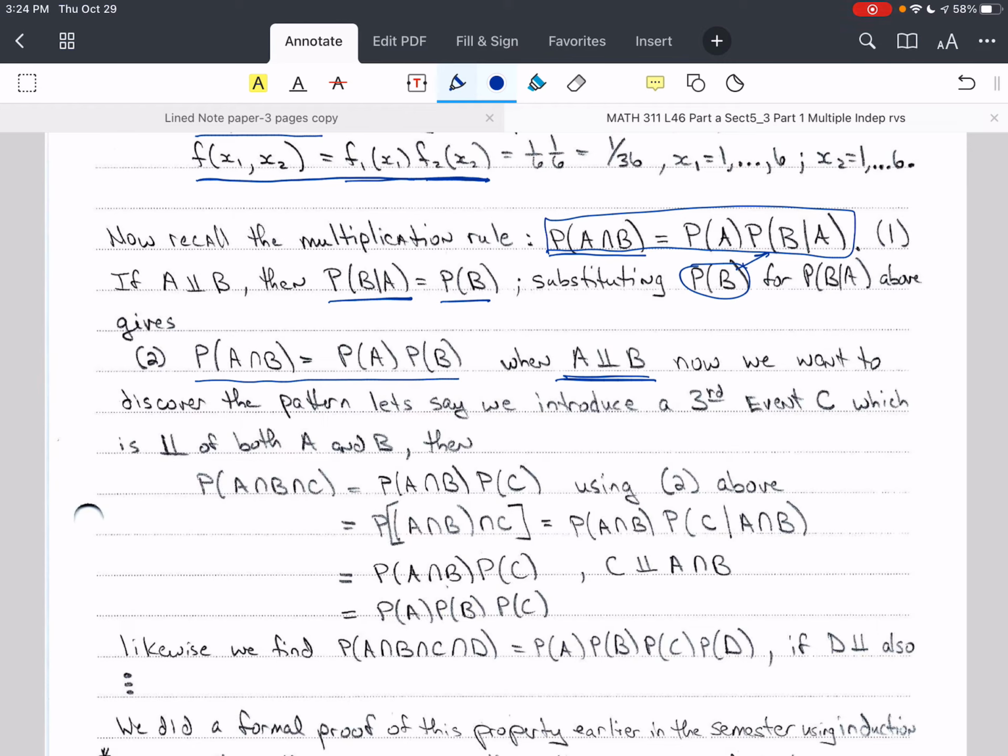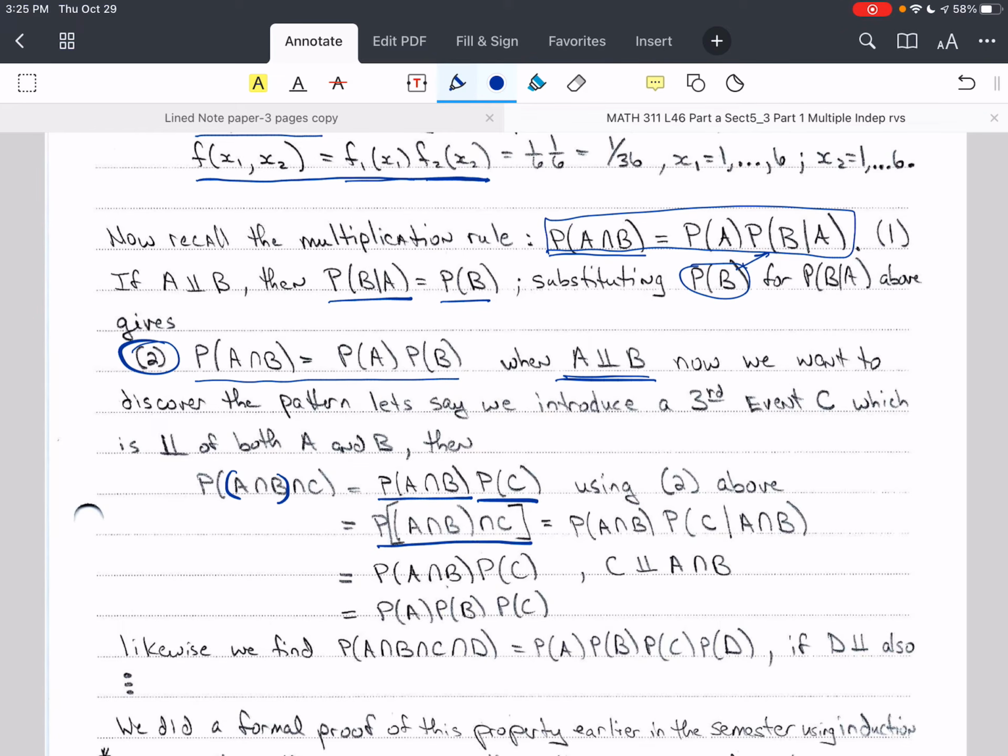Okay. Now we're wanting to look at the pattern, and we're going to introduce a third event. We're going to call it C. And C is going to be independent of both A and B, so there's mutual independence here. And so the probability of A and B and C is equal to, what we're doing here is we're going to group A and B together and treat them like A star, let's say. And so this is equal to the probability of A and B times the probability of C. And that's using 2, which is above.